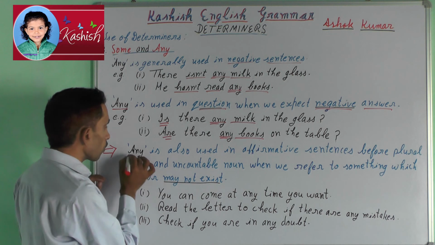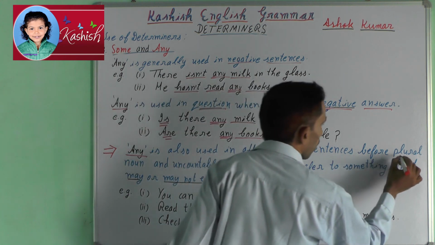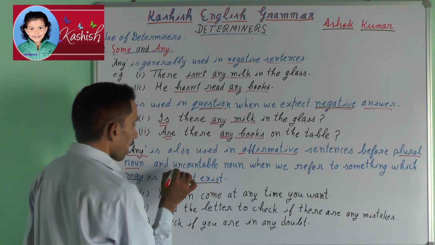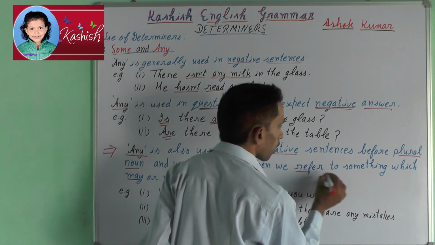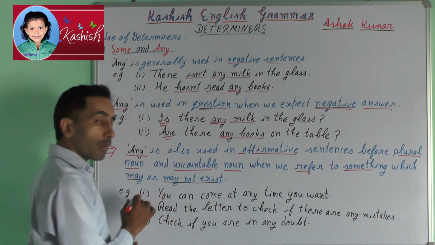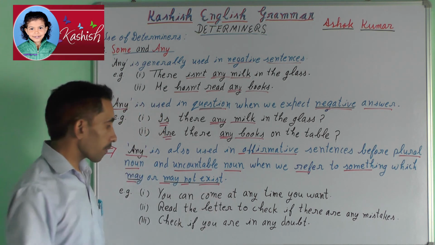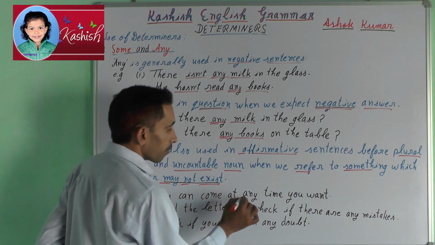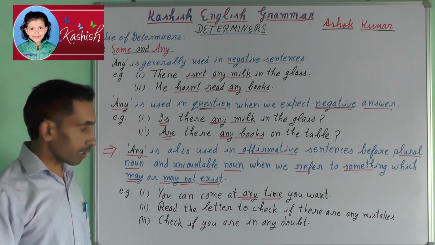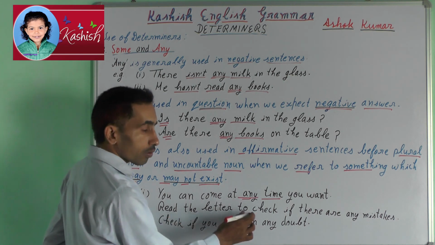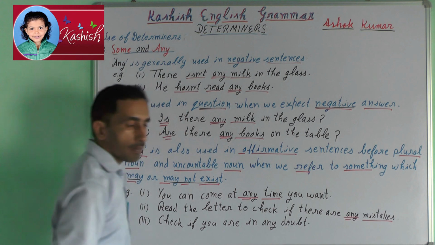Any is also used in affirmative sentences before plural nouns and uncountable nouns when we refer to something which may or may not exist. For example, you can come at any time you want. Next, read the letter to check if there are any mistakes.